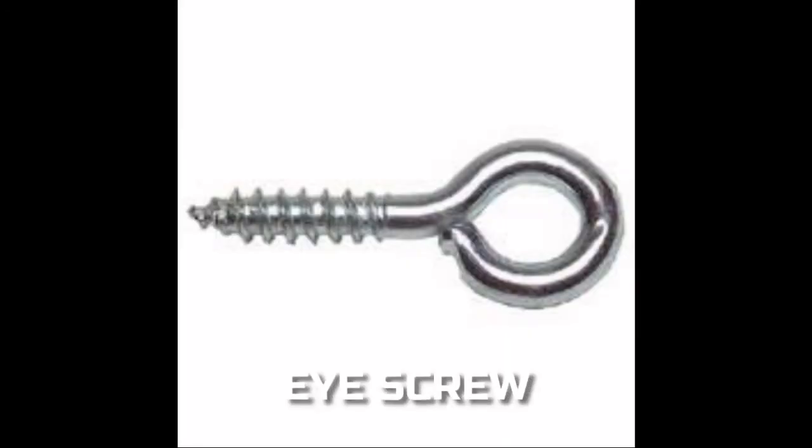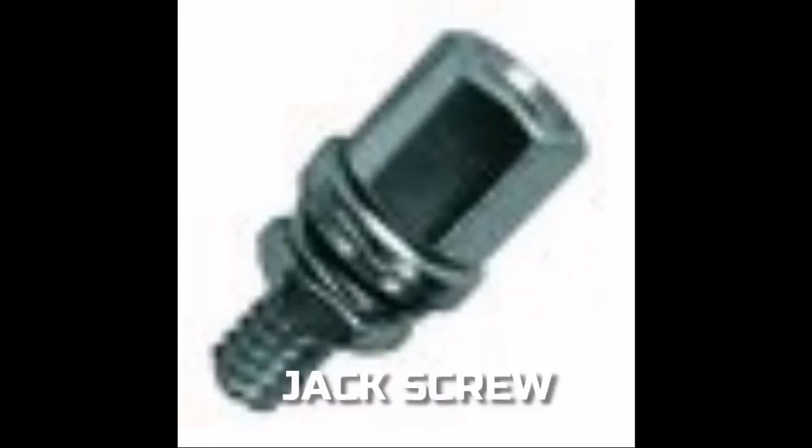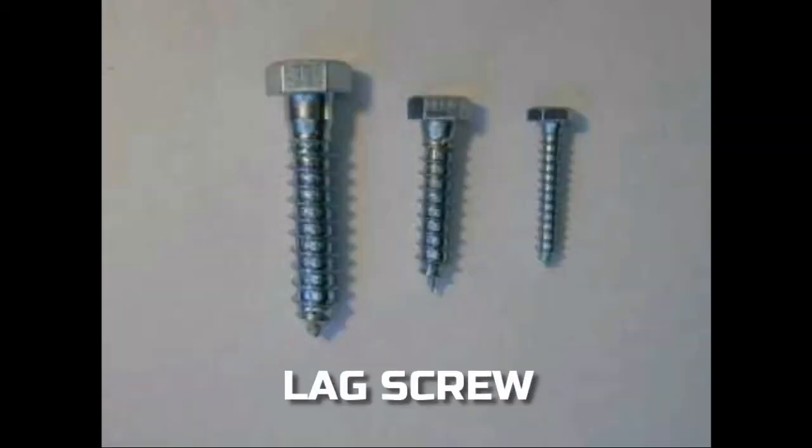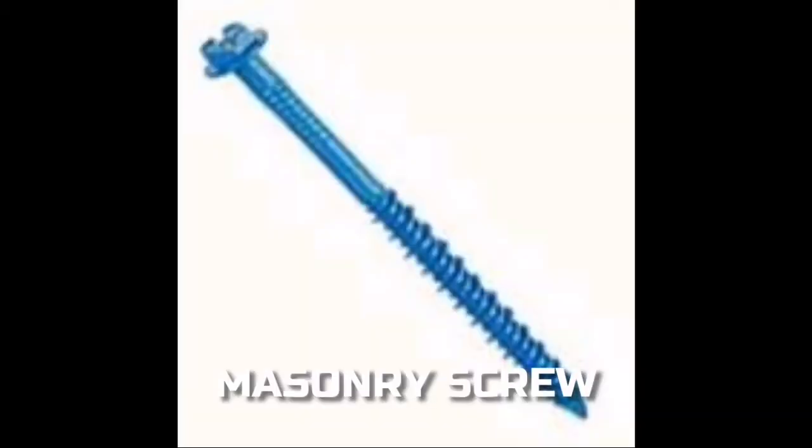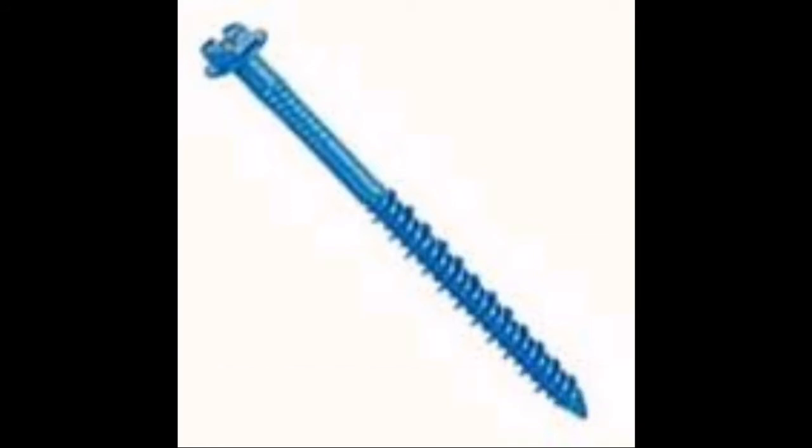Eye screw. Eye screws have a loop head. They serve as an attachment point. Jack screw. Jack screws are mainly used in computer and electronic components for D-type cable connectors. Lug screw. Lug screws are self-tapping screws that are meant to be applied with a wrench or socket. They are very strong and are meant for a wide variety of materials. Masonry screw. Masonry screws are explicitly designed to attach materials to concrete. They are frequently blue in color for easy identification.